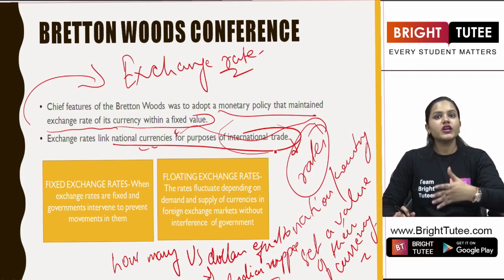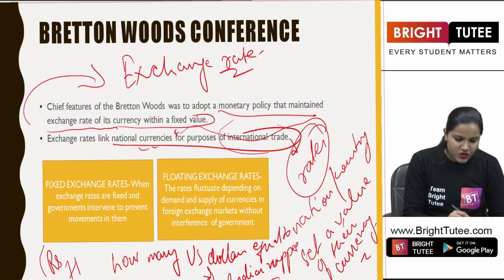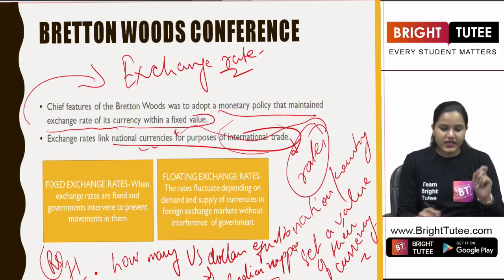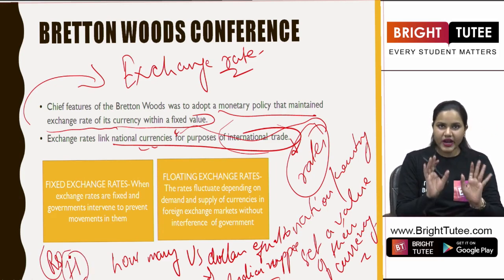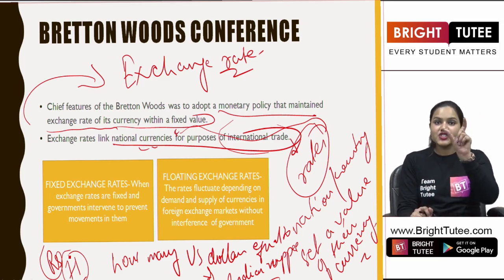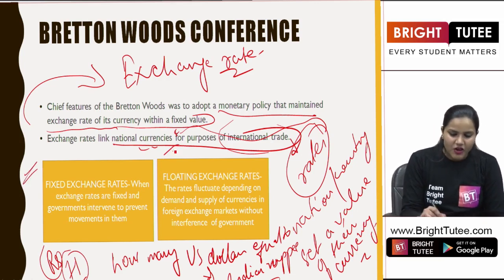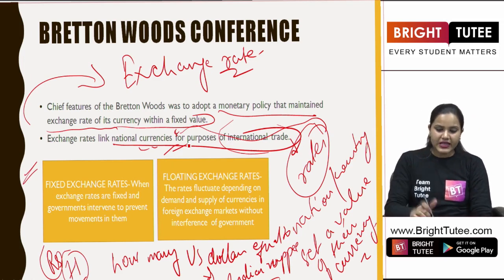Now if we are talking about today, the value is again fluctuating. Let's say for 1 US dollar, the value of that is rupees 71, right? So you have to keep in mind all these points here. The exchange rate is quite important. Now the exchange rates are of two types. The first one is the fixed exchange rate and the second one is the floating exchange rate.